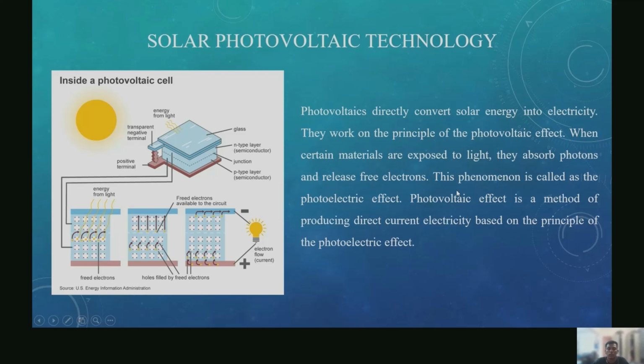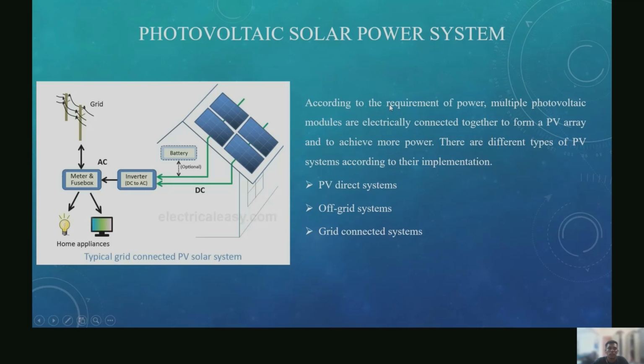Photovoltaic effect is a method for producing direct current electricity based on the principle of the photoelectric effect. According to the requirement of power, multiple photovoltaic modules are electrically connected together to form a photovoltaic array and to achieve more power. There are different types of photovoltaic systems according to the implementation: the PV direct systems, off-grid systems, and grid connected systems. Okay, so I'm going to explain one by one.